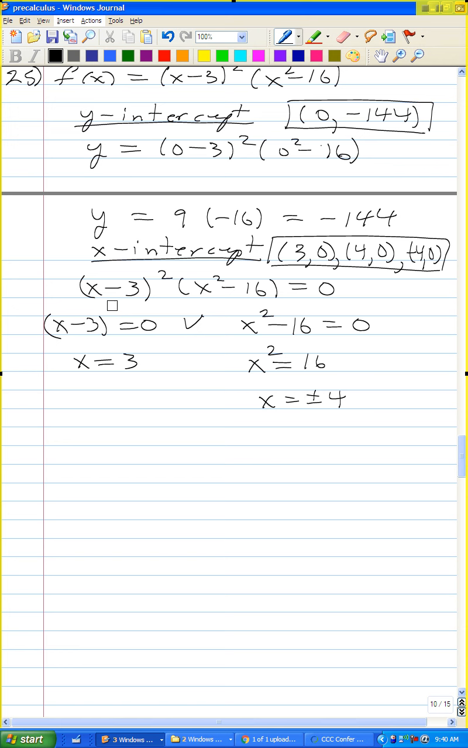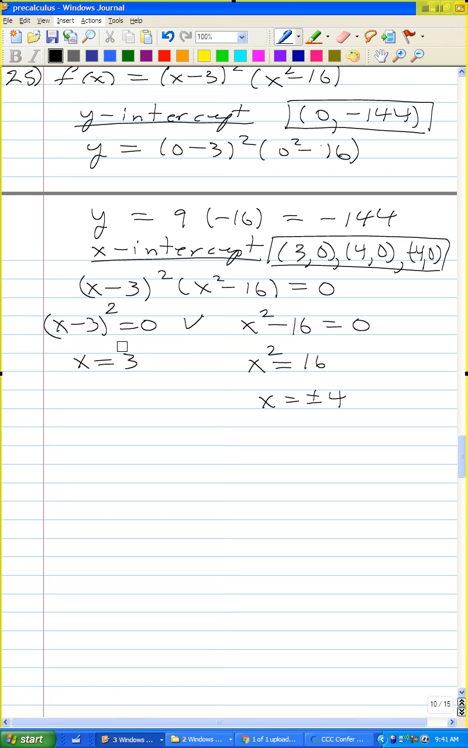Right. And so if x squared is 16, then x is equal to plus or minus 4. And the fact that the 3 was a double root, we really don't care about. Right. Mm-hmm.